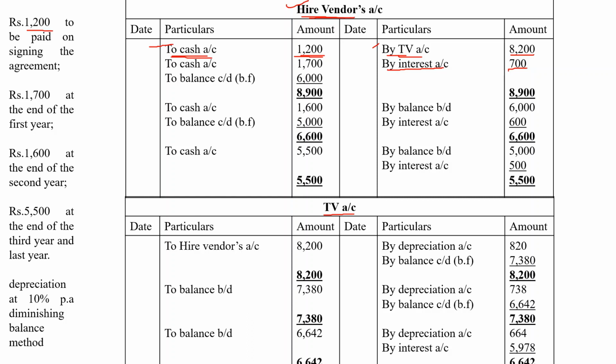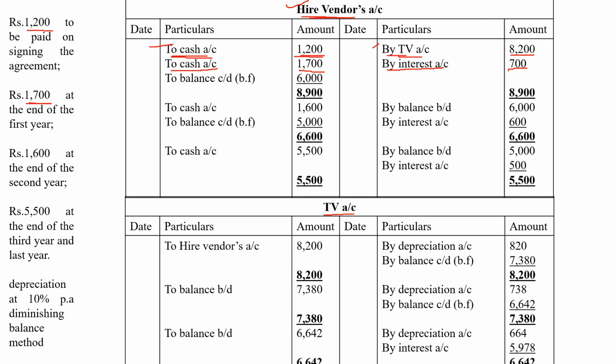After interest becomes due, the first installment amount will be paid. When cash is paid, what is the entry? Debit the receiver, credit what goes out. Hire vendor is the receiver, cash goes out. So hire vendor account debit to cash account. In the amount column, we have to write the first installment amount. See, the first installment amount is 1700 as it is in the question.